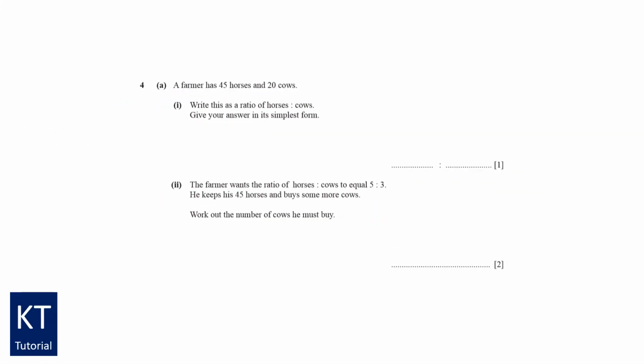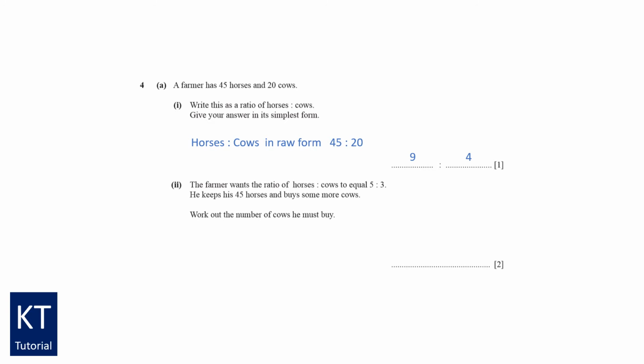Question 4. A farmer has 45 horses and 20 cows. Write this as a ratio of horses to cows and give your answer in its simplest form. Horses to cows in its raw form is 45/20, and by dividing this by its highest common factor, it comes to its simplified form of 9/4.